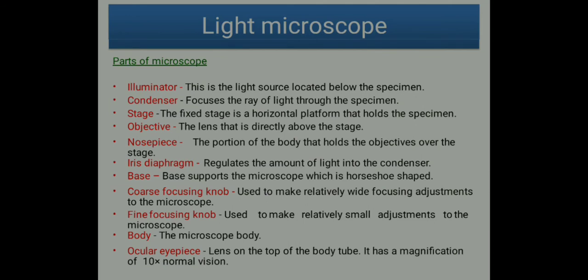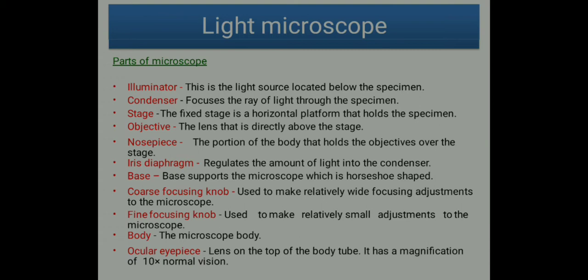Talking about the different parts of the light microscope, illuminator, this is the light source located below the specimen. Condenser focuses the rays of light through the specimen. Next we have the stage. The fixed stage is a horizontal platform that holds the specimen. Above which we have the objective, the lens that is directly above the stage. After that we have the nose piece, the portion of the body that holds the objective over the stage.